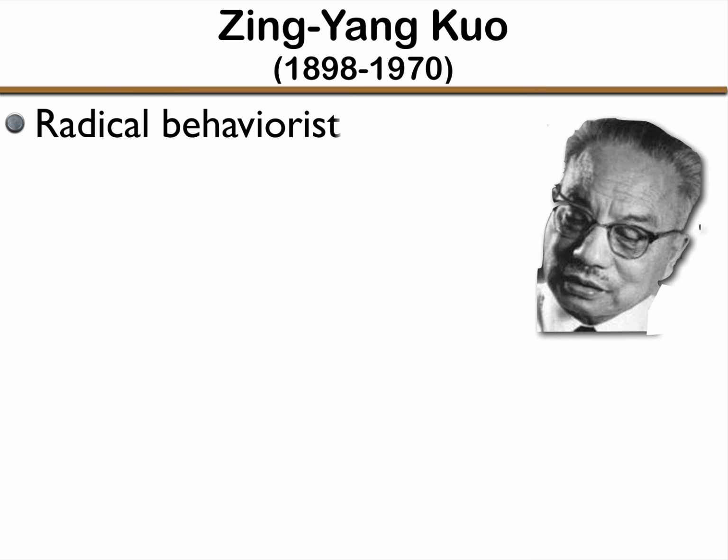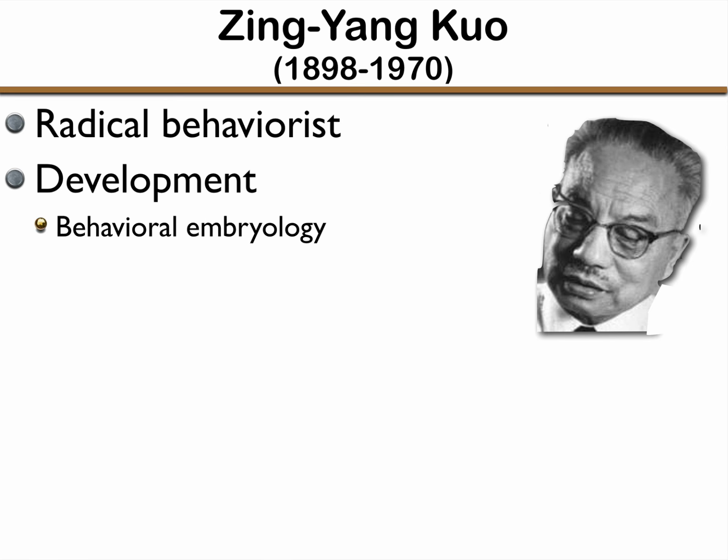Xing-Yang Kuo is, in my mind, one of the most important people in the history of science, or the modern history of science. He was a radical behaviorist, and people tended to not particularly like him because of that. But in addition to that, and I think more importantly, he had a lot to say about how behavior develops. And in fact, he did a lot of research himself on behavioral embryology, published a whole series of papers in zoology journals in the 1920s.